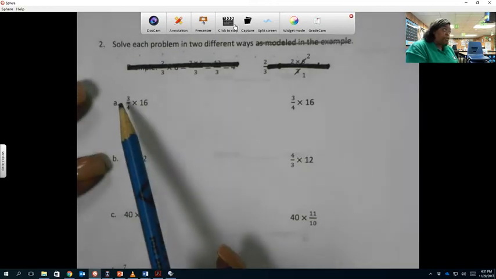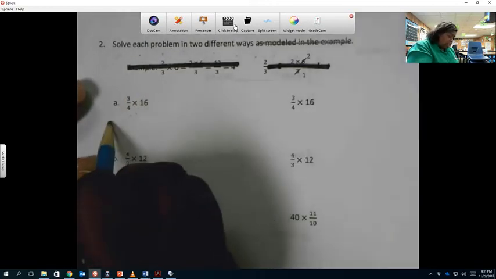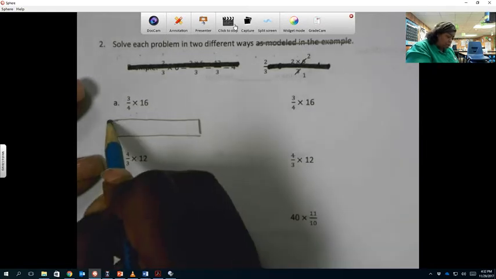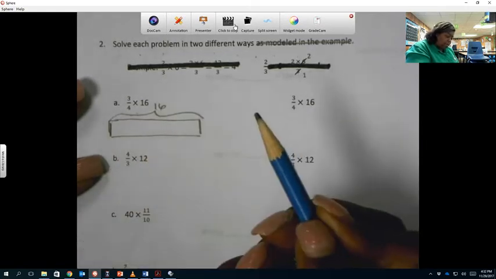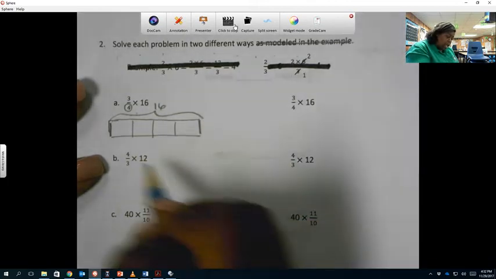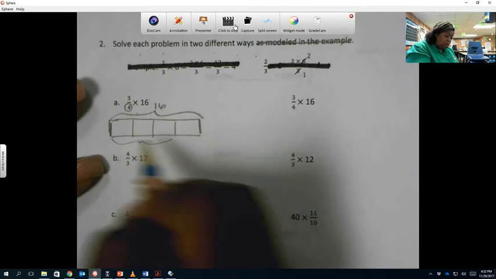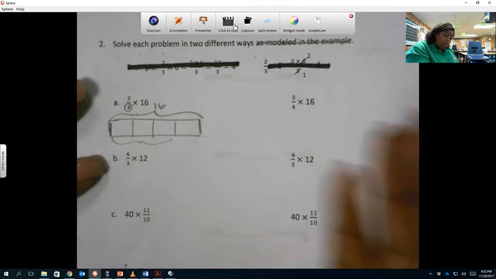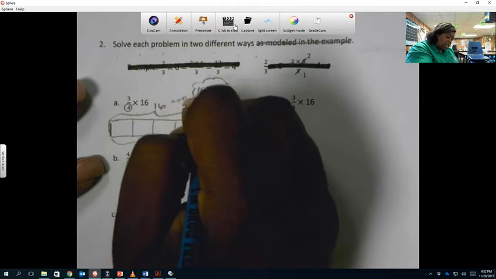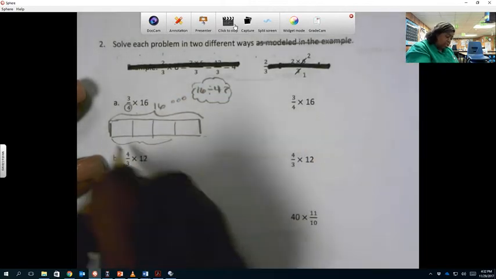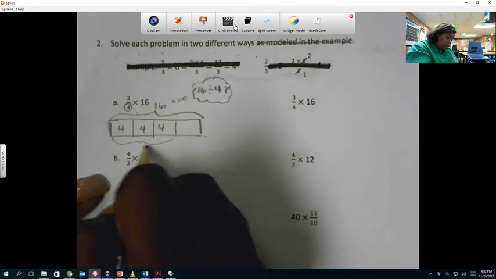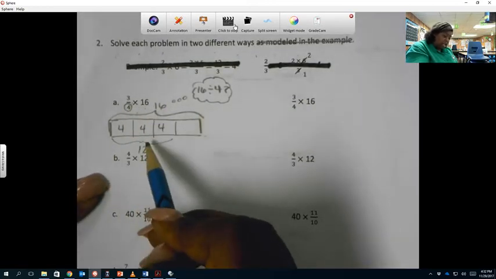So let's take a look at the first one, 3/4 times 16. We're going to use our tape diagram by drawing our rectangle and identifying our whole, which is 16. Our denominator tells us that we want to divide this into fourths, so we have 4 different units, and we're looking for the 3 units here. Well, we know that 4 units equals 16, so what do we do to find 1 unit? Well, remember, we think, what's 16 divided by 4? It's 4. So 1 unit is 4. That means 3 units equals 12. So 3/4 times 16 is 12.